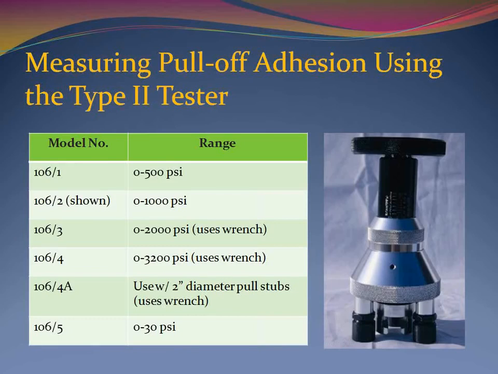Now that the fixtures are attached, I'll describe the use of 5 pull-off testers, starting with the Type 2 device. The Type 2 tester is a fixed alignment device and is available in various ranges. 3 of the 6 models employ a spanner wrench to tighten a nut and apply the force, as opposed to a hand wheel. And 1 model is specifically designed for use with 2-inch diameter fixtures for testing of coatings on concrete.